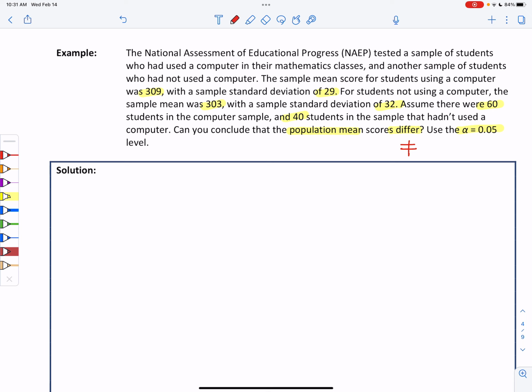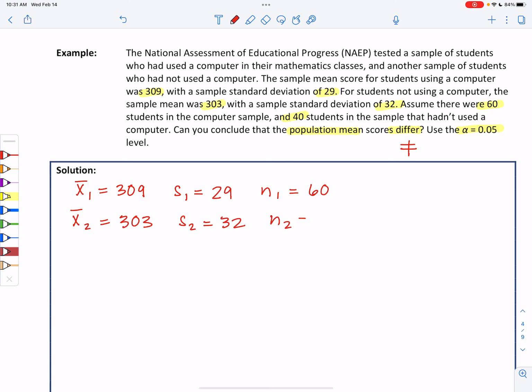So what I'm going to do first is just pull the information from each sample. All right, so group 1, the students using a computer. The sample mean is 309. The sample standard deviation s is 29. And the sample size for that group was 60. For group 2, the sample mean score was 303. The standard deviation was 32. And the sample size was equal to 40.